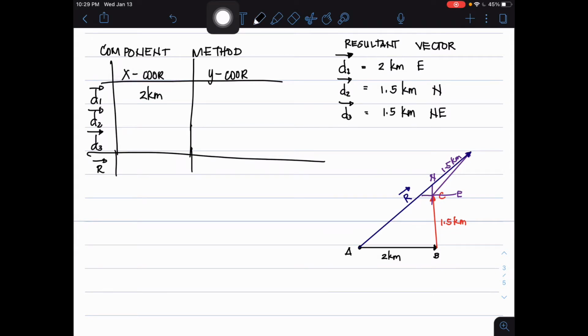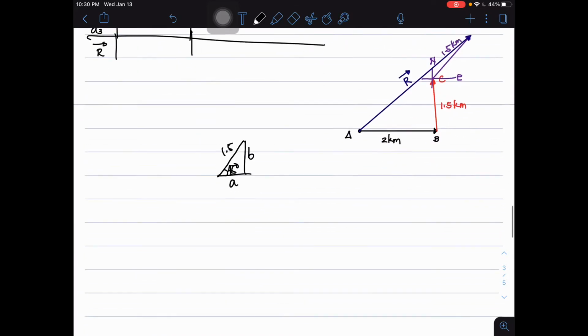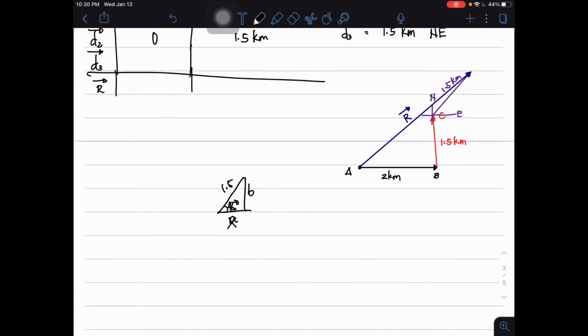That's positive because it's going east. Next, so this is 0. For D2, it doesn't have x coordinate, so that's 0, but it has y coordinate, which is positive 1.5 because it's going north. Now for D3, that's 1.5 kilometers northeast, that's 45 degrees. To solve for the x coordinate, this is the triangle, this is 45 degrees, that's 1.5. This is A, this is B. This is the x coordinate, this is y coordinate.